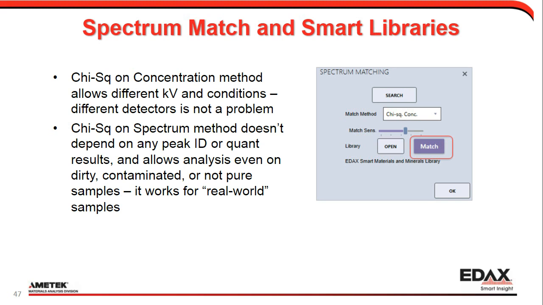The chi-square on spectrum method doesn't depend on any peak ID or quant results. So the software will compare the spectrum channel by channel. It allows analysis even on dirty, contaminated or not pure samples. So it works for real-world samples.